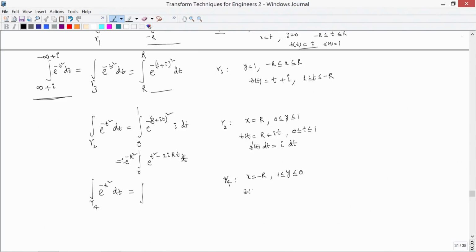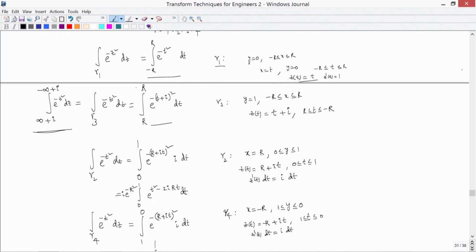So, you have z of t equals minus r plus i t, with t between 1 and 0. So you have the integral from 1 to 0 of e to the power minus (minus r plus i t) whole squared, and when you do this, z dash of t dt is simply i dt. Again you have a minus, so you can convert this to 0 to 1.